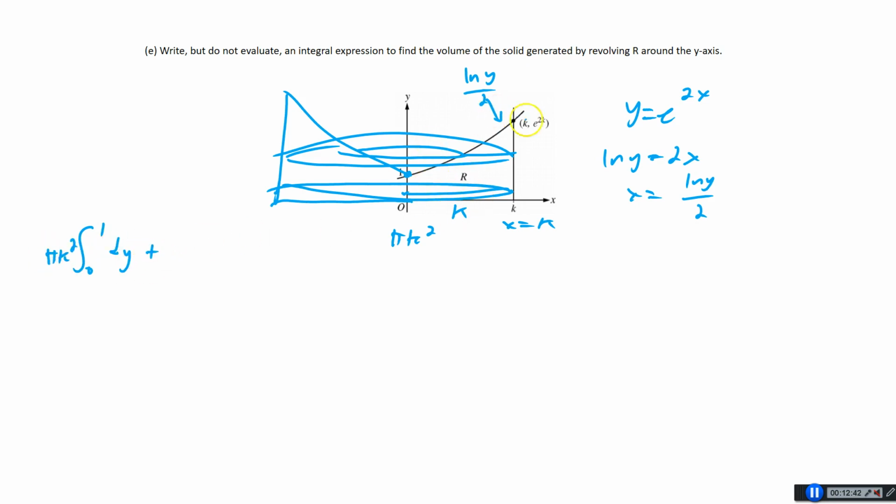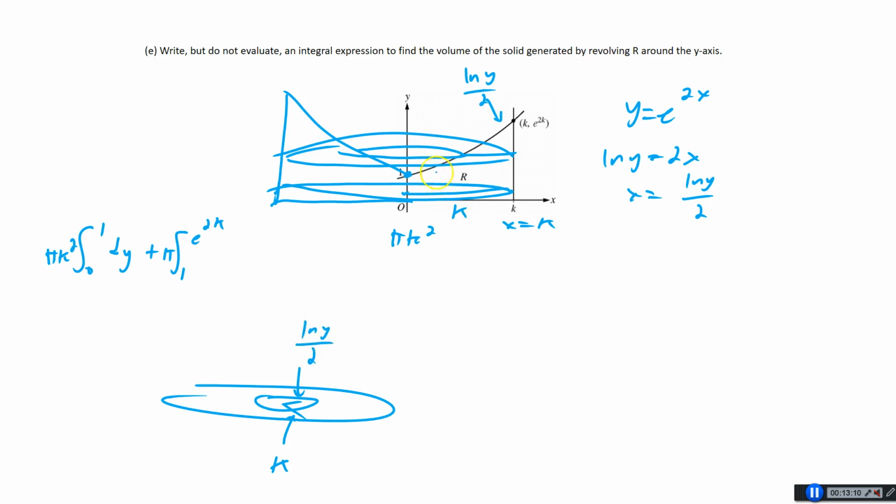Then we add to that from 1 to e to the 2k, right, because that's the y value where we stop. So pi pulled out. Now for those washers, inside radius, outside radius. The outside radius the entire time is going to be k, right? Because we're just following k all the way up. So the inside radius there is going to be just ln y over 2, right? Because that's the distance from the axis to the curve.